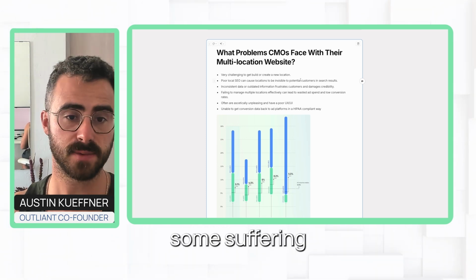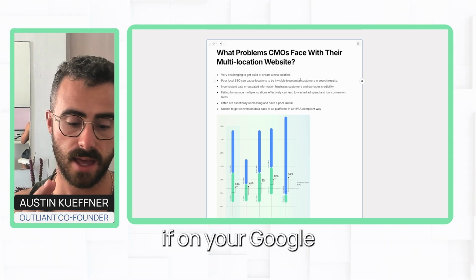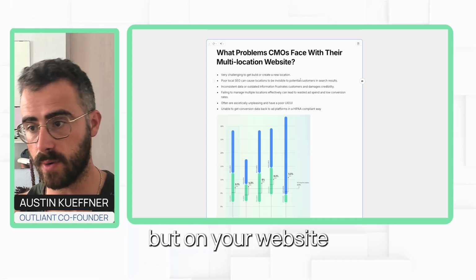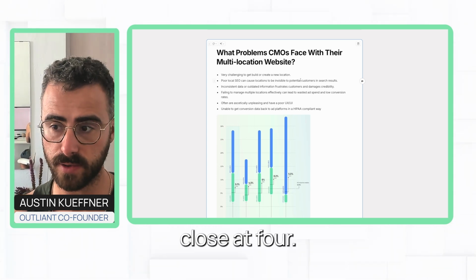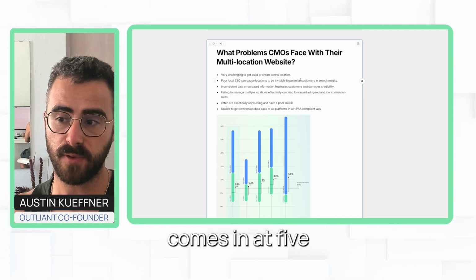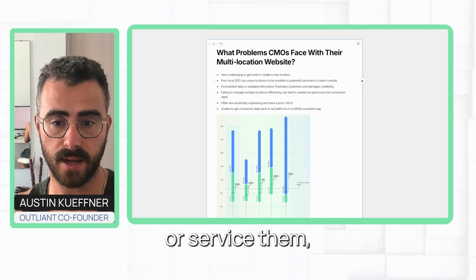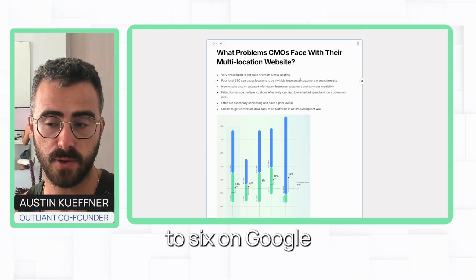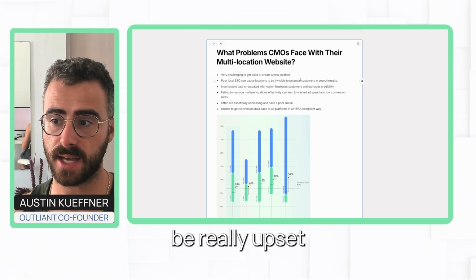And it can cause some suffering for customers because if on your Google My Business it says you close at 6, but on your website it says you close at 4 and you do close at 4, well, if somebody comes in at 5 hoping that you will let them in or service them, but you're closed, even though it says you're open to 6 on Google My Business, they're going to be really upset with you.